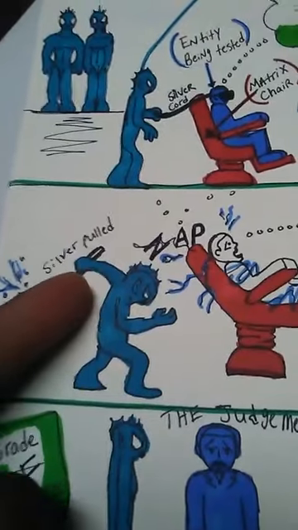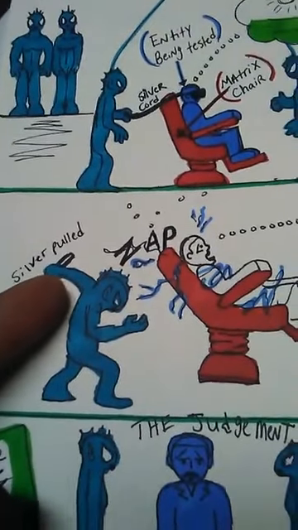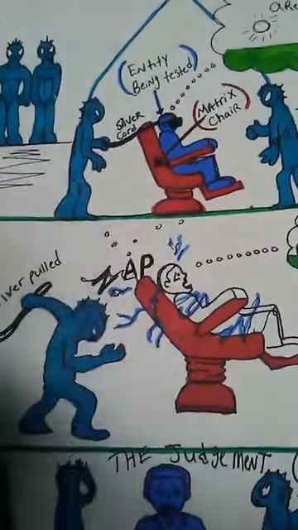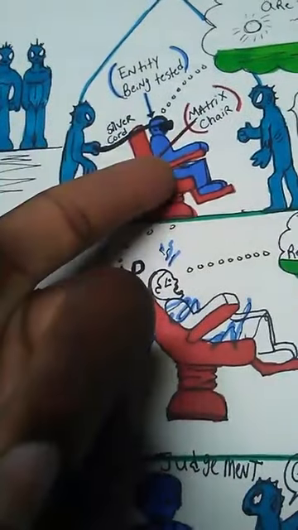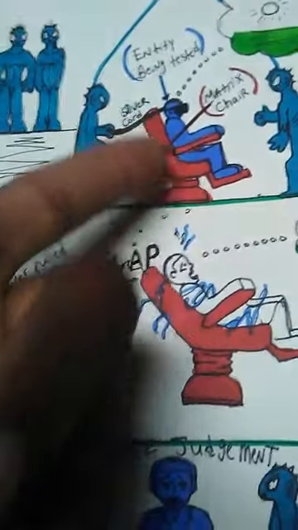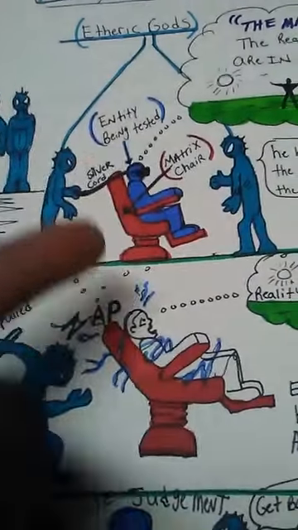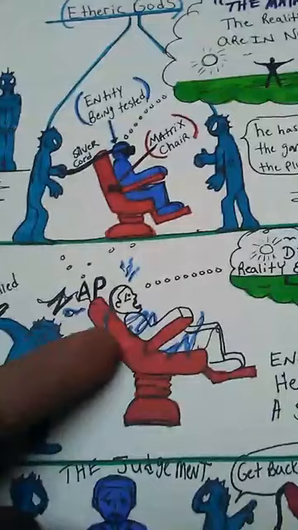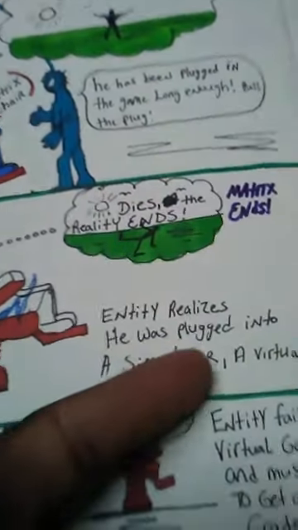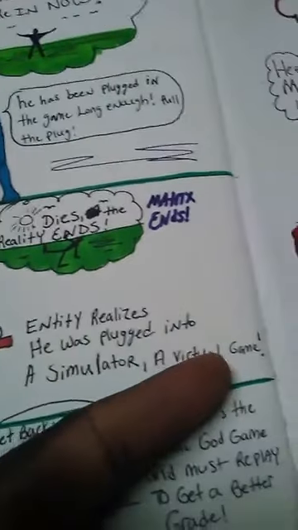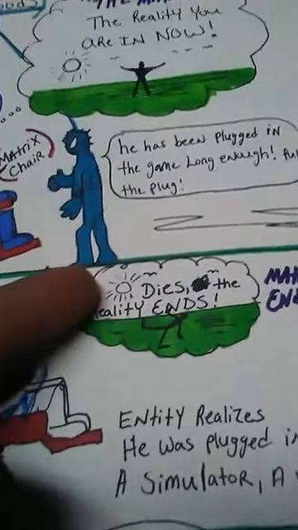So once he pulls the plug from the chair that was attached to the nervous system and the spinal column and all that, this automatically cuts off this simulated environment. This automatically cuts off this game. And then you wake up and realize that you was the entity that was plugged into the simulator, which is a virtual game.